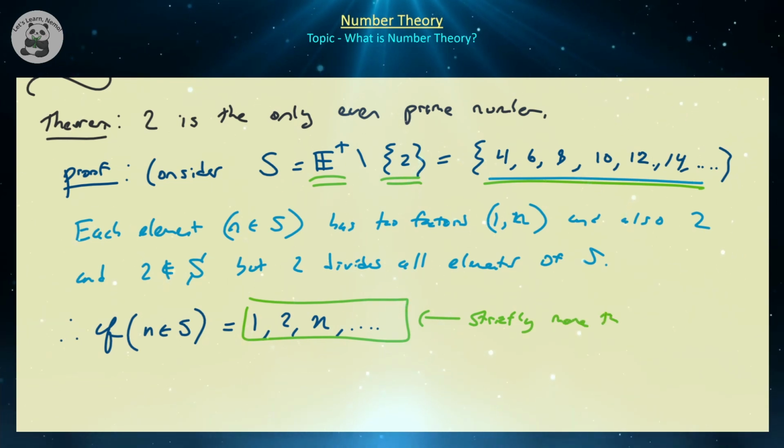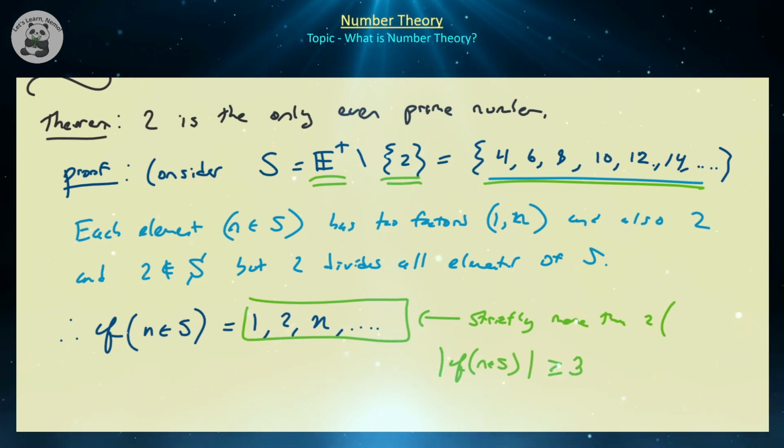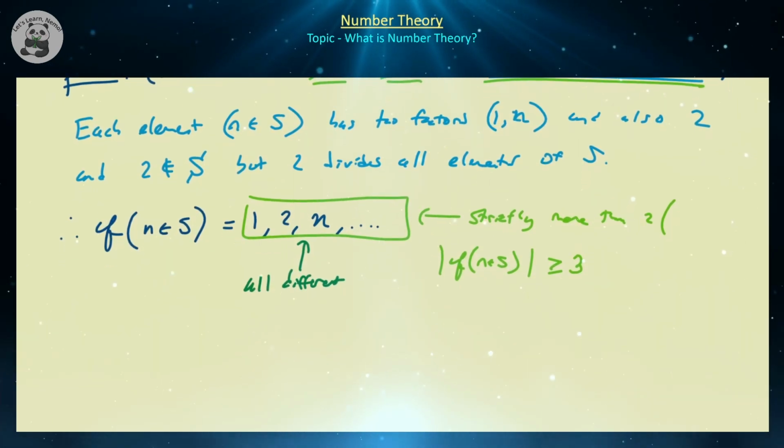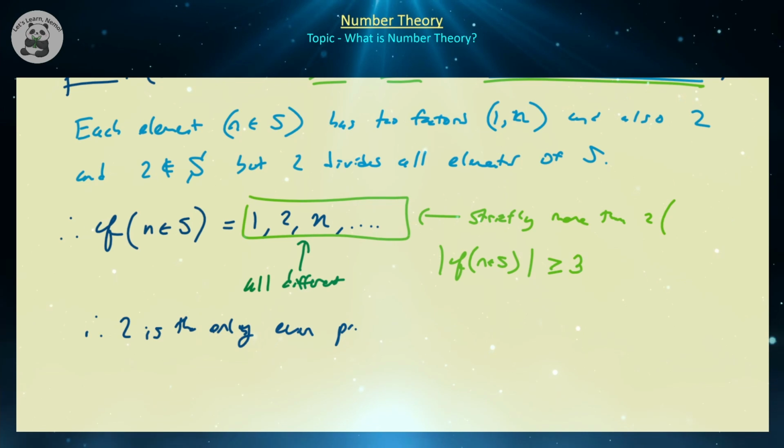Strictly more than 2, i.e. the set of factors of n in S is always greater than or equal to 3, right? And in particular, these are all different. 1, 2, and n cannot repeat, right? So since that is the case, that means no other even element in that set S is prime, and therefore 2 is the only even prime number. Quite lonely, but quite useful, right?